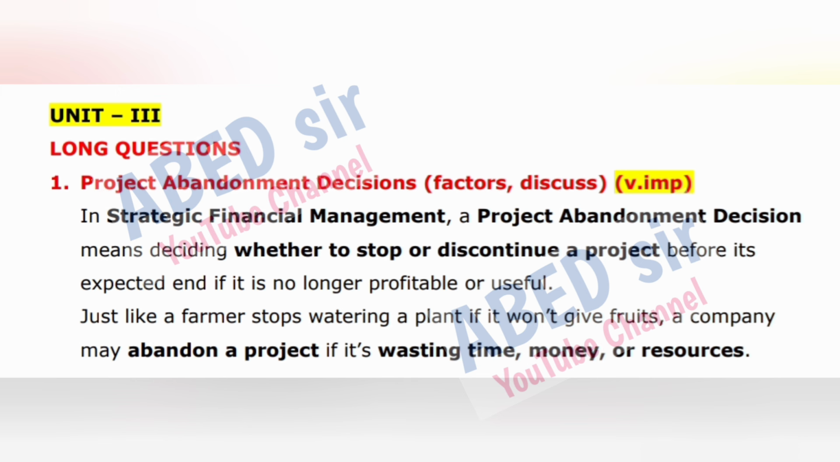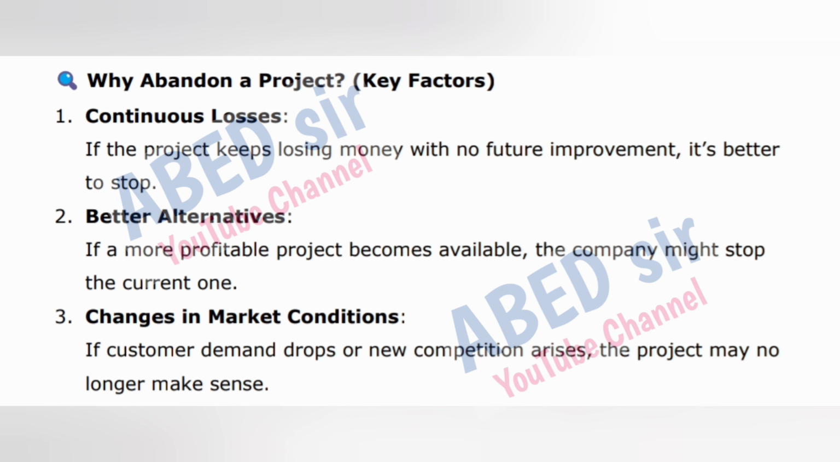Just like a farmer stops watering a plant if it won't give fruits, a company may abandon a project if it's wasting time, money, or resources. Why abandon a project? Key factors. 1. Continuous losses. If the project keeps losing money with no future improvement, it's better to stop. 2. Better alternatives. If a more profitable project becomes available, the company might stop the current one.